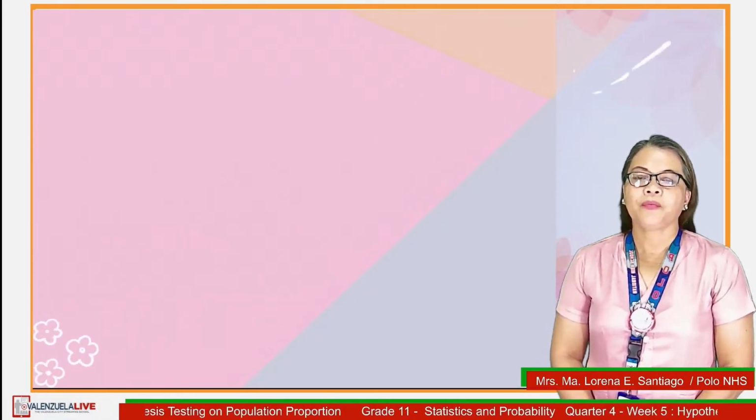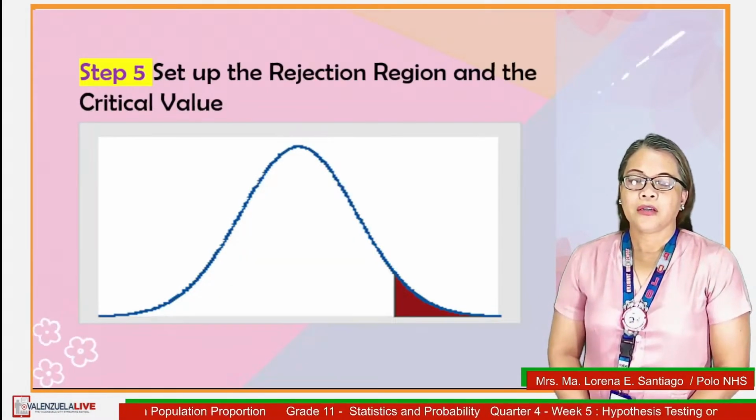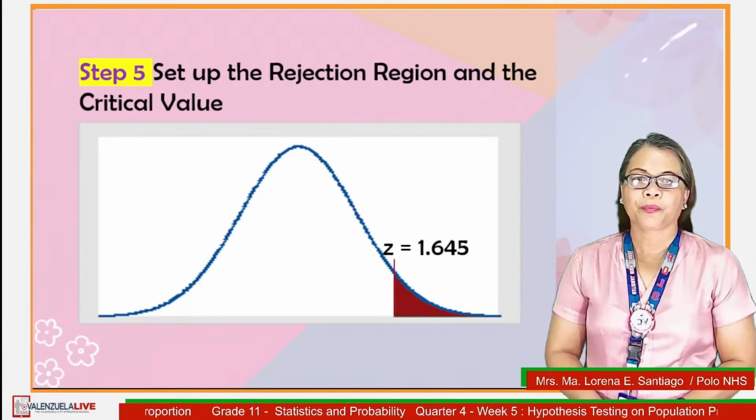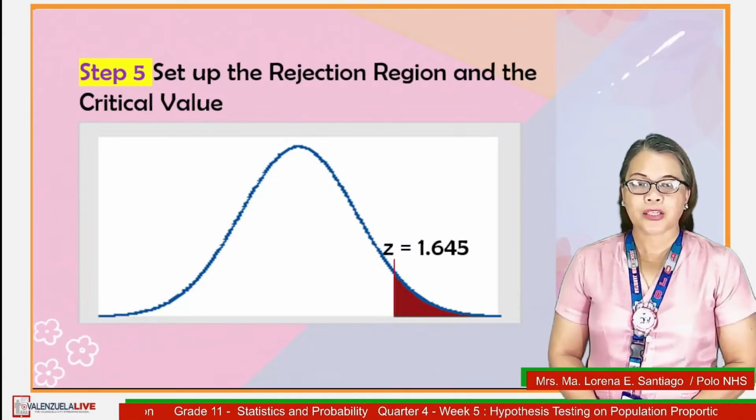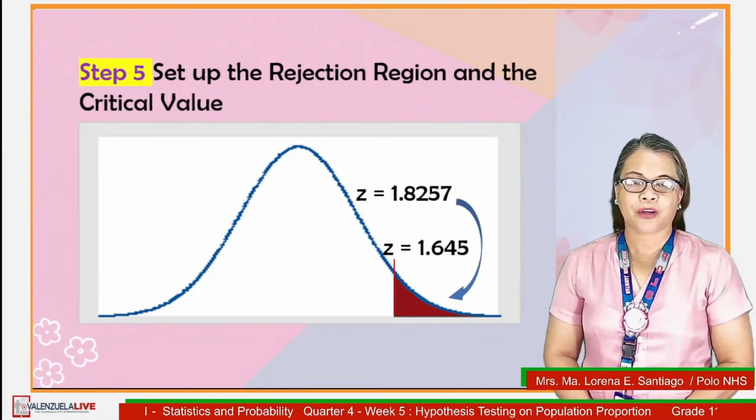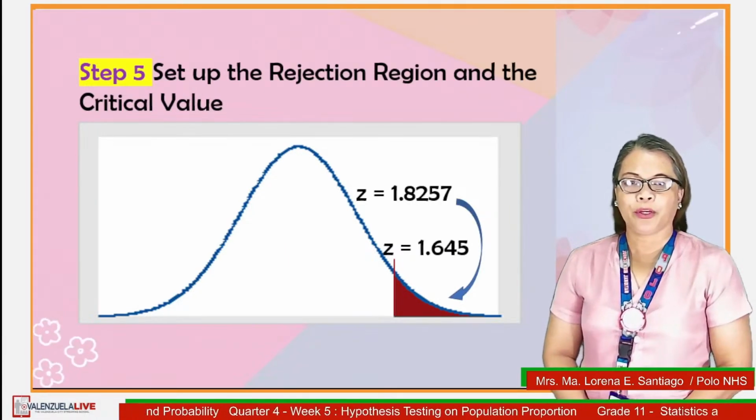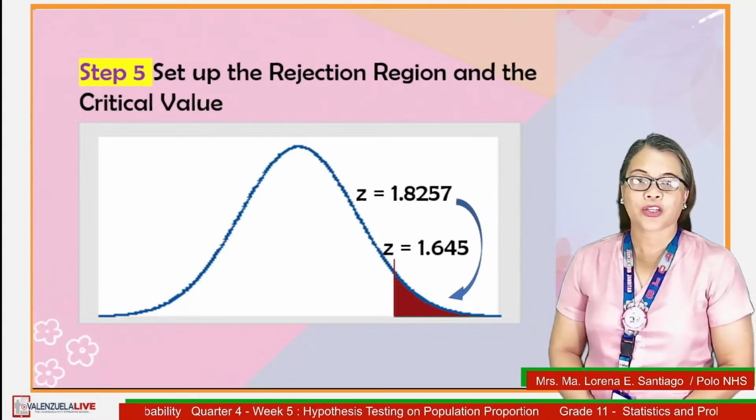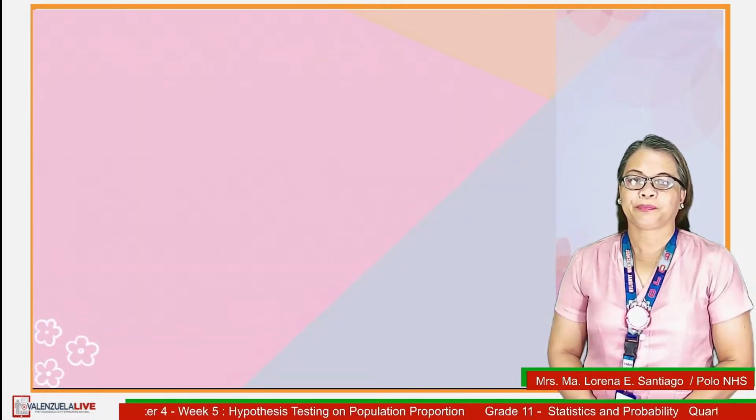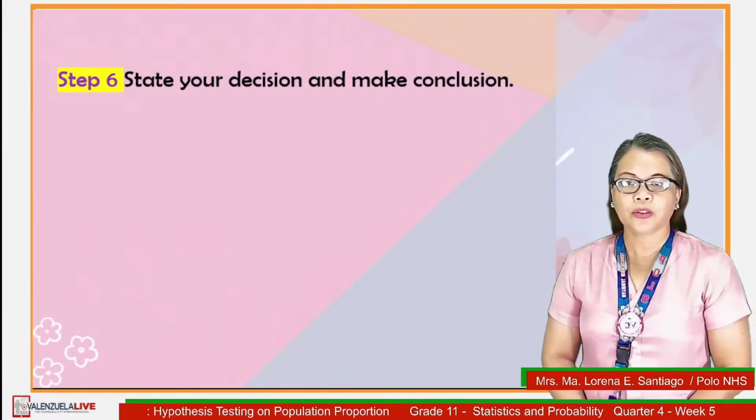So let us now set up the rejection region and the critical value that we got. Okay, since we are using the right-tailed test, our critical value is z equal to positive 1.645 and z equal to 1.8257 is our computed value. We can now see that z equal to 1.8257 is found inside the rejection region, which is the red shaded portion. Which means, step 6, we can now state our decision and make our conclusion.